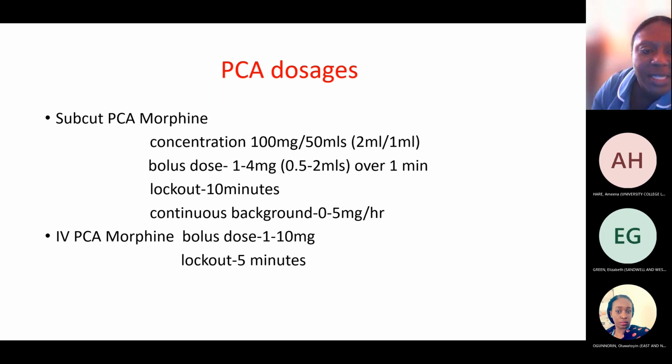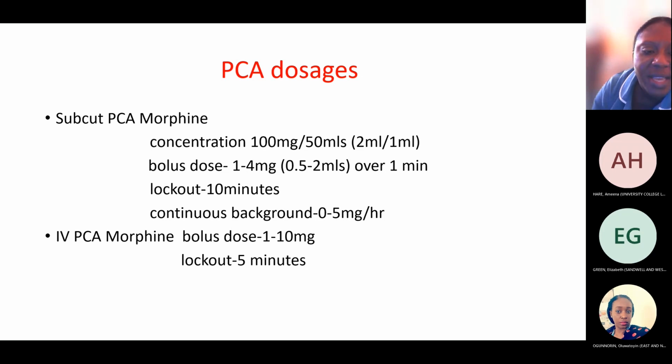So here I've put just an example of the PCA dosages that we use at the Whittington. One is, as I said, in a pre-filled syringe, which is 100 milligrams in 50 mils. Every time the patient is having a subcut PCA, the bolus dose we give is 2 mils in 1 mil. So they will have a bolus dose range of 1 to 4 milligrams, which is given over 1 minute. If they're pressing the bolus PCA, then they're having that concentration within the 10 minutes. And if they have a continuous background, we give 0 to 5 milligrams per hour.